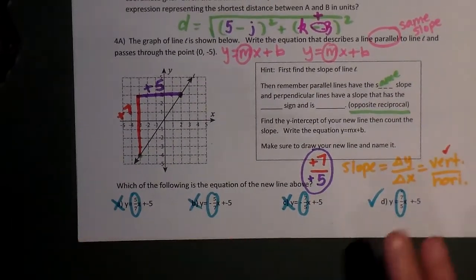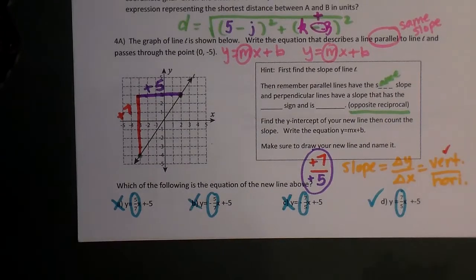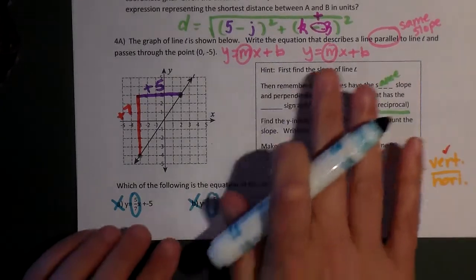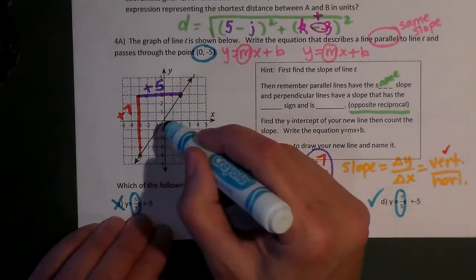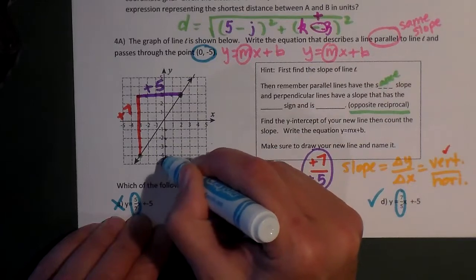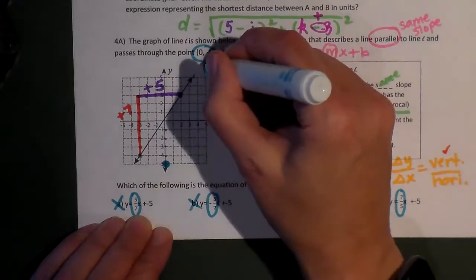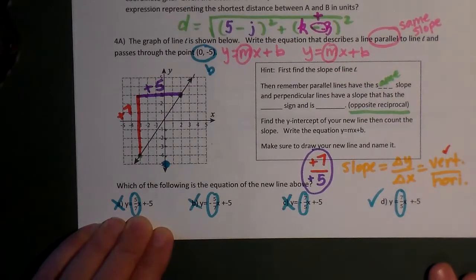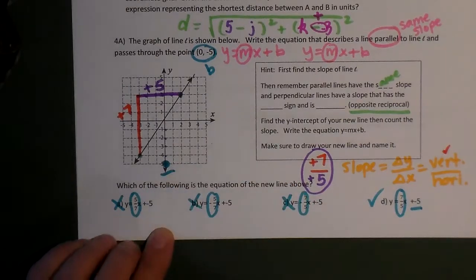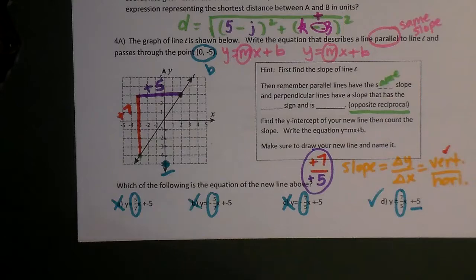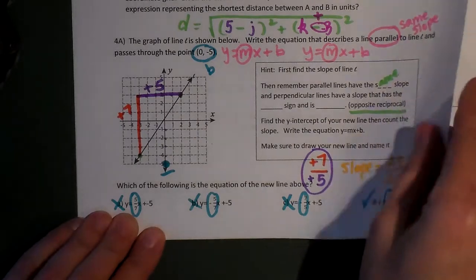Now let's say not all the answer choices were easily thrown out like that. Let's say I had 2 answer choices that had 7 over 5 as a slope. What I would do next is look at the y-intercept. This new line I'm looking for passes through 0, negative 5. If you put 0, negative 5 on the graph, that is the y-intercept, which is your b, right? Do you notice how this says plus negative 5? Because negative 5 is your b. You would look at the equation that had the same b. So that's how you do 4a.